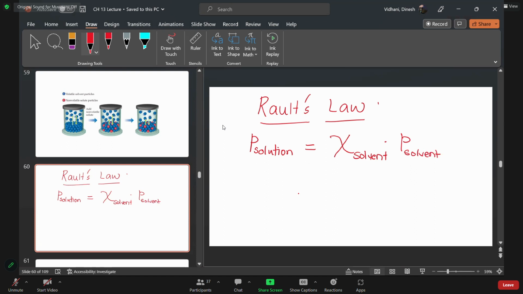And that one should be added to the mole fraction of the second component. So I'm going to add the mole fraction of solute multiplied by what should I multiply that with? What do you guys think?